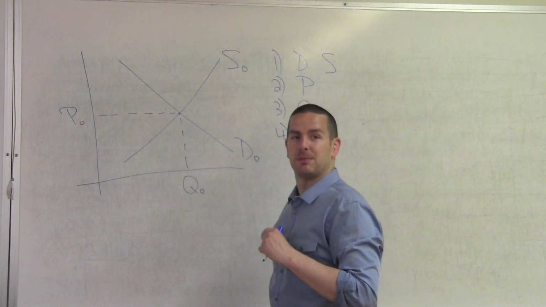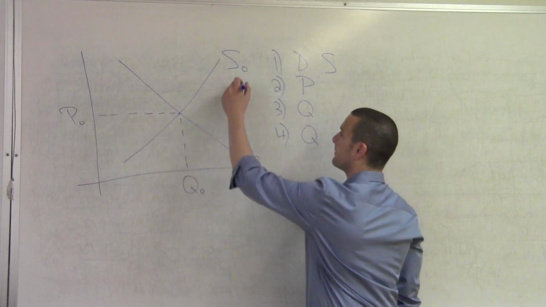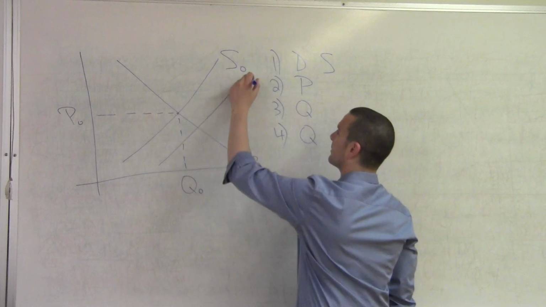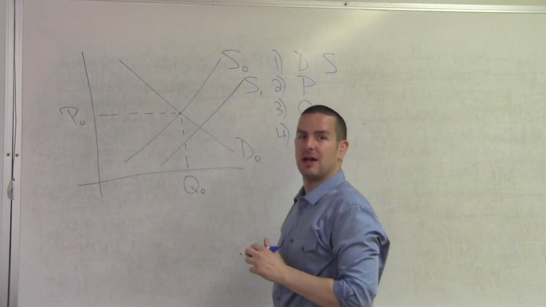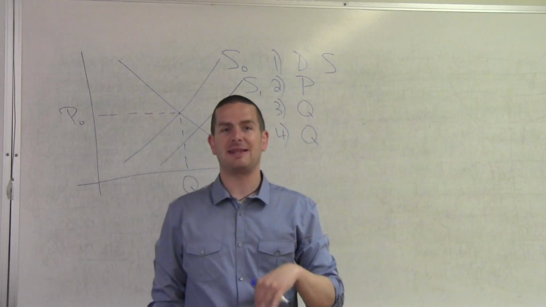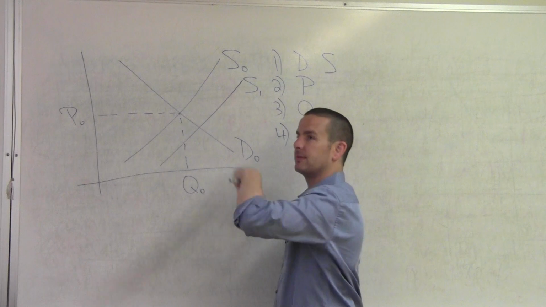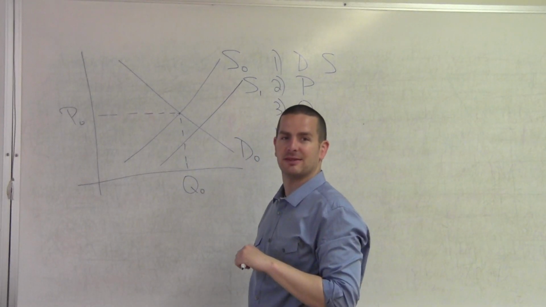An increase of supply, we saw yesterday. Increased supply means that the supply curve shifts to the right and down. To the right and down. That is, it goes to the southeast.